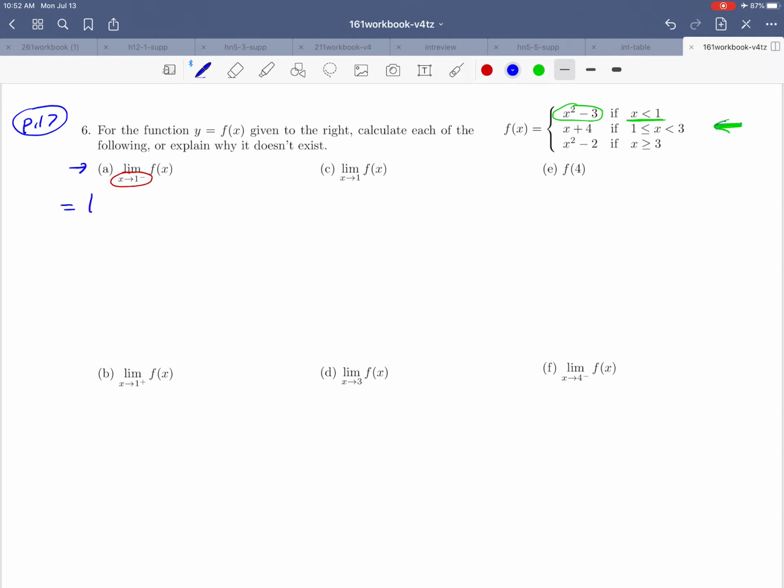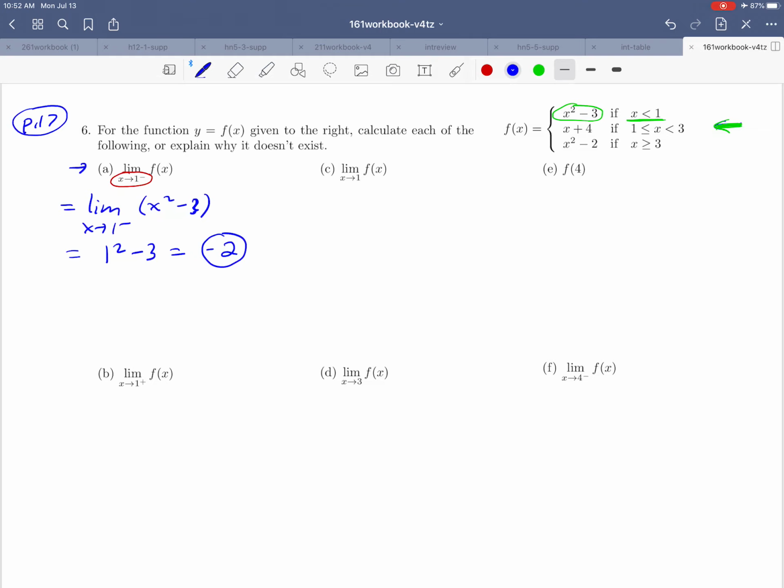So in calculating this limit, we're really taking the limit of x squared minus 3. And once we made that observation, we can just substitute in the number that we're approaching. x is approaching 1, so we'll just plug 1 in. And we're going to get 1 squared minus 3, that's negative 2. That should be the value of our limit.